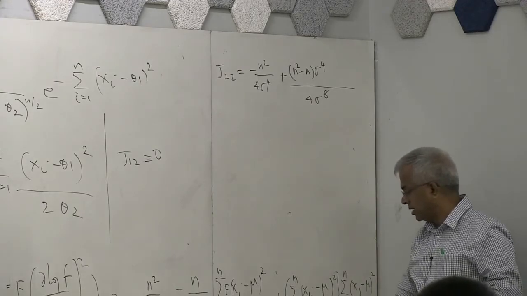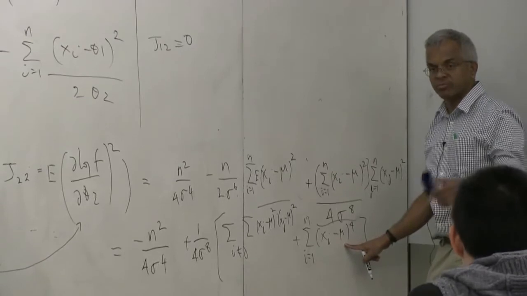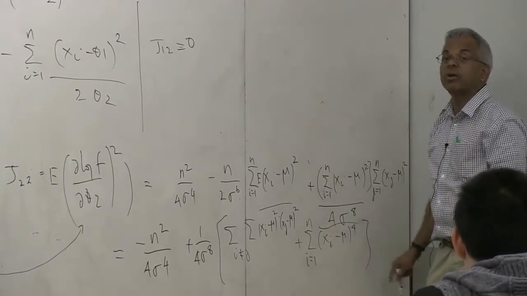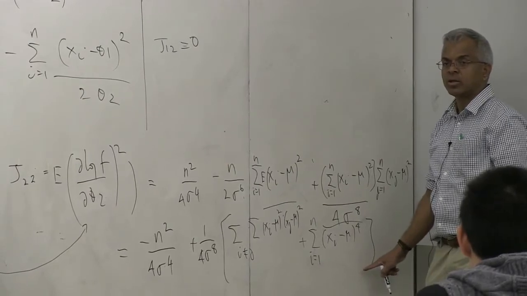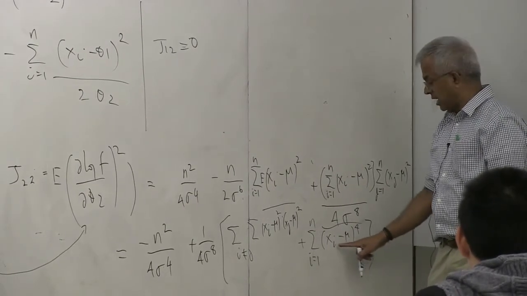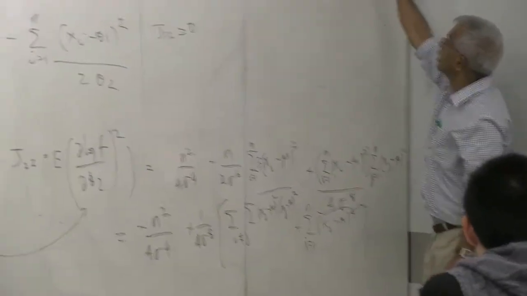And here, this is the fourth moment of a zero mean Gaussian random variable. I just gave you the derivation last week, right? Anybody remember what is the fourth moment of xi minus mu, which is zero mean with variance sigma squared?